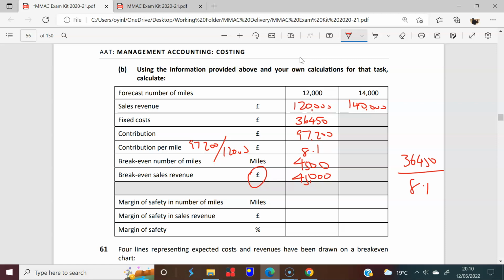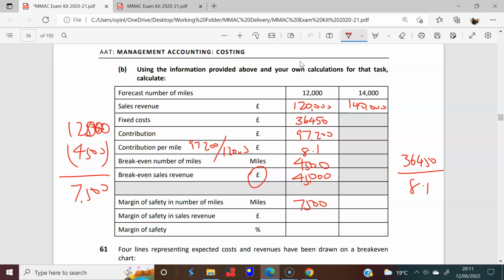Your forecast number of miles is 12,000. So your margin of safety, of course, is the 12,000 minus the 4,500, because it's the difference between the two. The forecast is 12,000, but the break-even is 4,500. And therefore, your margin of safety becomes 7,500 miles.